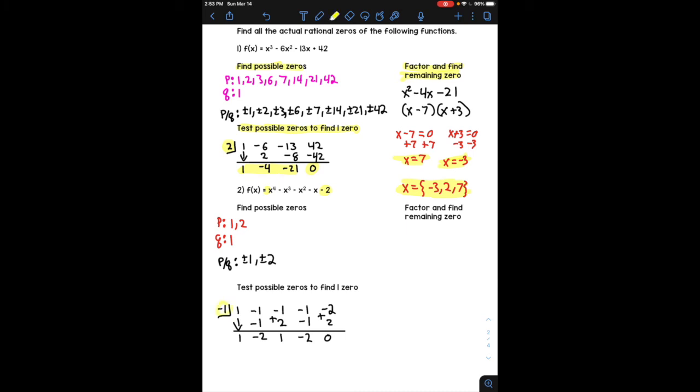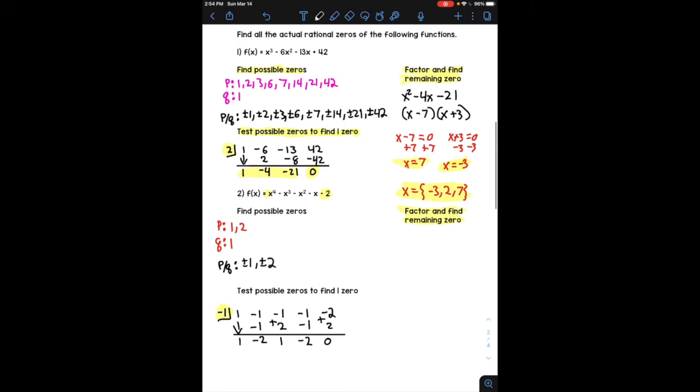What does that tell us about the value of -1? It is a solution to the function when set equal to 0. It is a zero. It is a root. We can now use this to find other zeros or other solutions by factoring our quotient and setting those factors equal to 0. The remaining polynomial we have is x cubed minus 2x squared plus x minus 2. There are 4 terms here. We have no GCF. What method are we going to use to factor this?